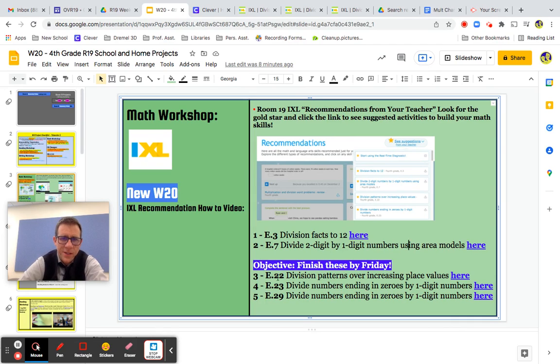It's to finish E22, E23, and E29. Those three IXL lessons are all division, and they all build on each other.